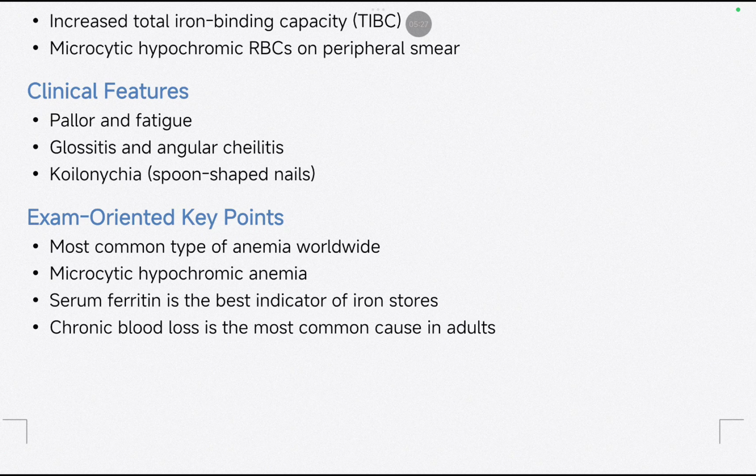What are few exam-oriented key points? It is the most common type of anemia worldwide. Serum ferritin is the best indicator of iron stores. If you're not able to understand why there is low hemoglobin, ask for serum ferritin investigation. Chronic blood loss is the most common cause in adults.